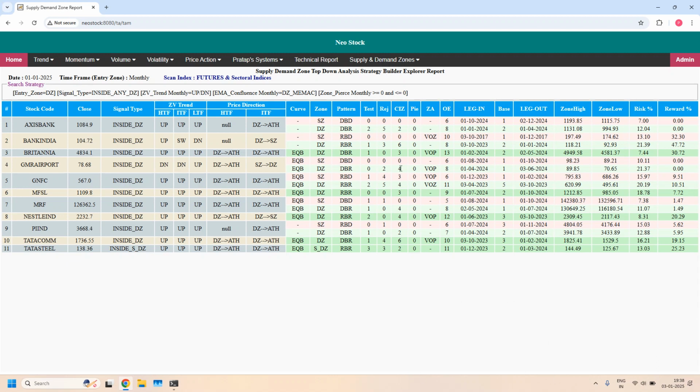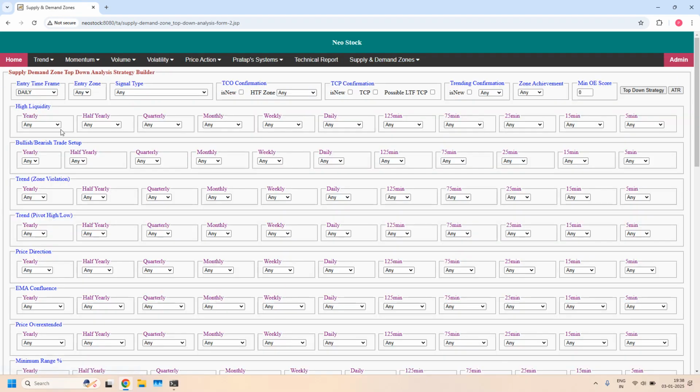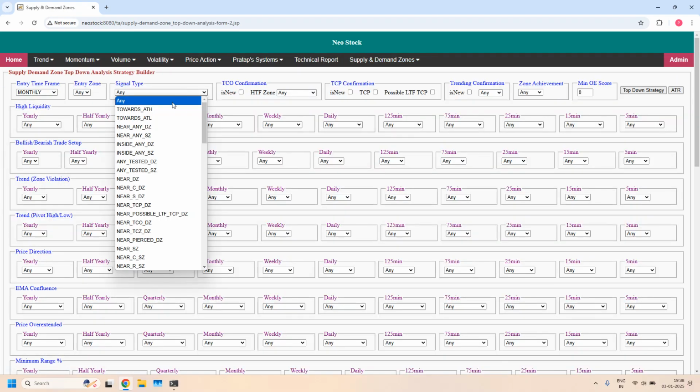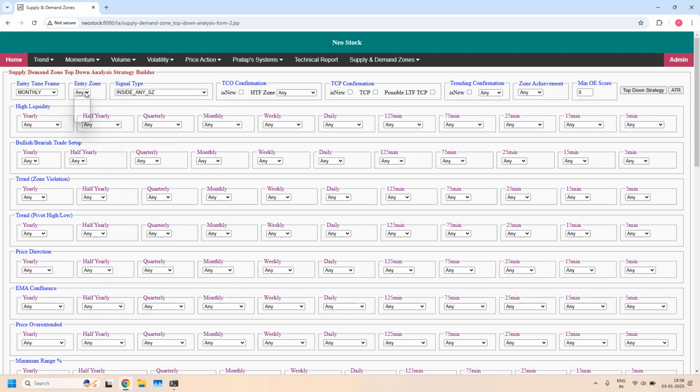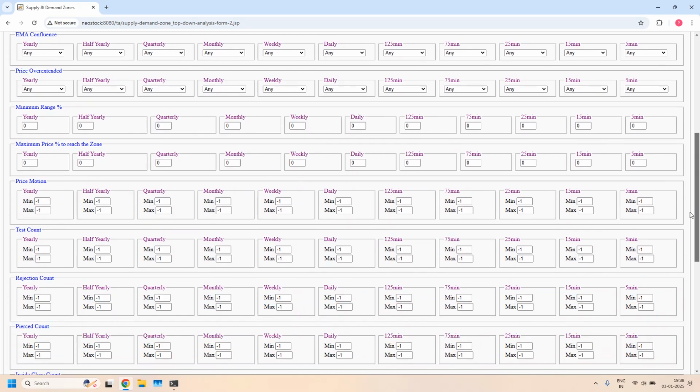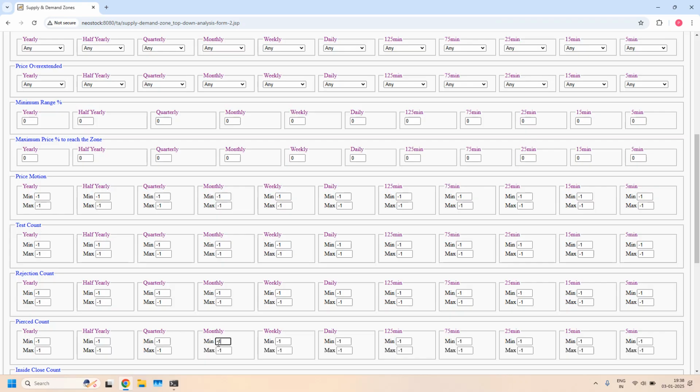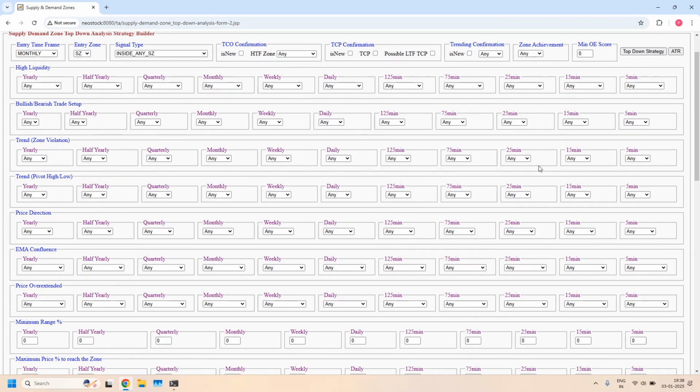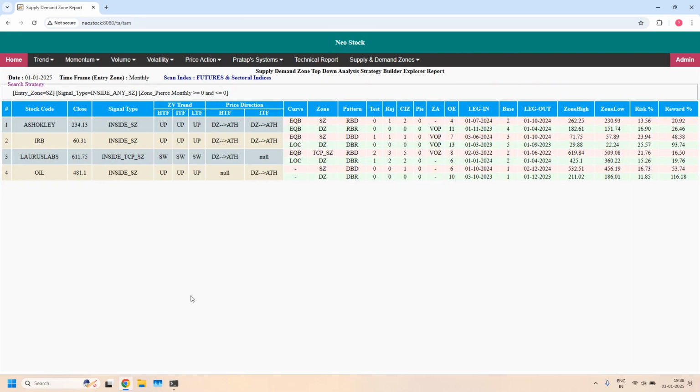Okay, next. Monthly time frame, price closed inside the monthly supply zone, and these monthly supply zones should not be pierced. So in the pierced count at monthly time frame, minimum value 0, maximum value 0. Let's filter. We got 4 stocks. Currently price closed in these 4 monthly supply zones.